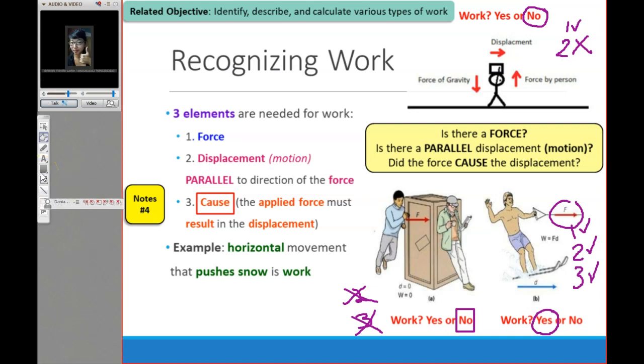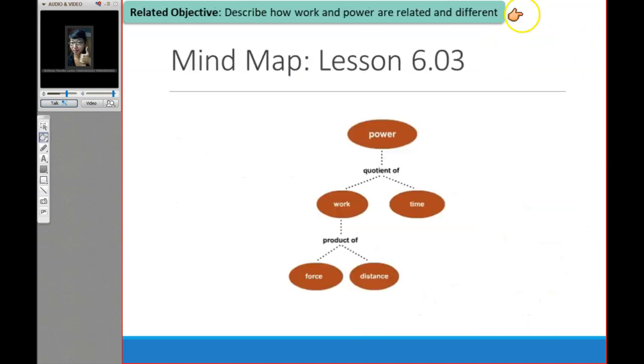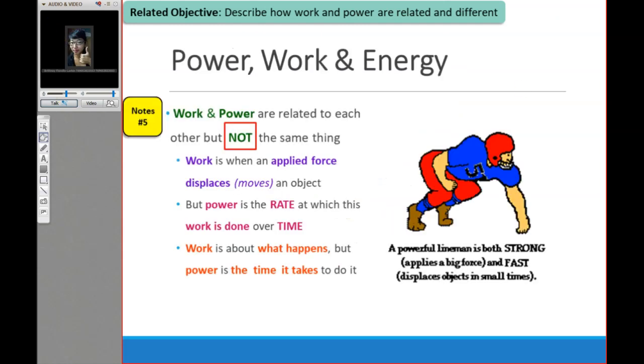All right, so let's go ahead and keep on moving. So now we're going to talk a little bit about our next one. And our next one is all about power, okay? So power is actually related to work, but it's also related to the time it takes to do the work, okay? So work and power are related, but they are not the same thing.